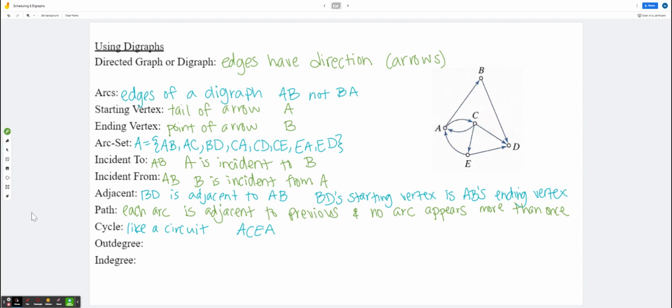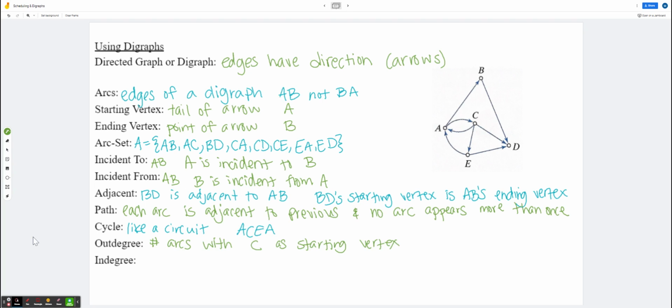The last thing to look at here is in degree and out degree. On a regular graph, we talked about the degree of each vertex, but because we have starting vertices and ending vertices, we need to be a little more specific here. So the out degree is going to be the number of arcs with a vertex as its starting vertex.